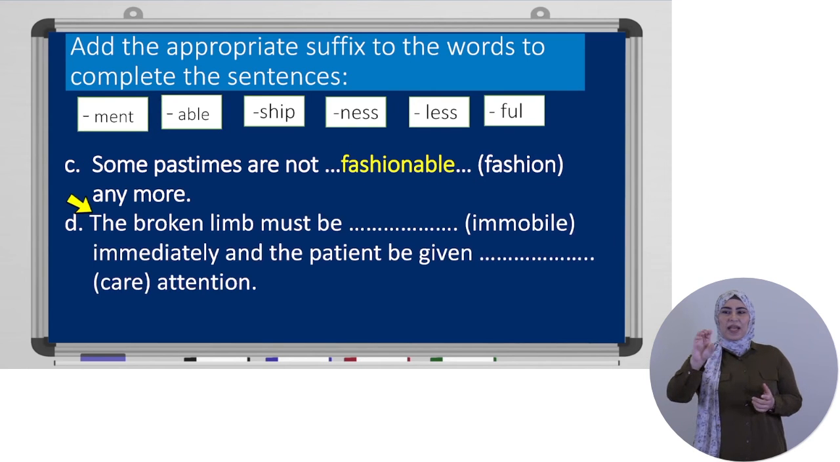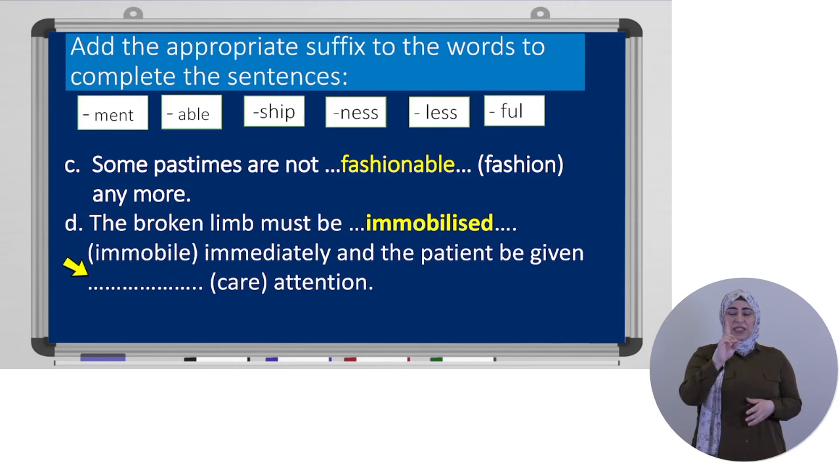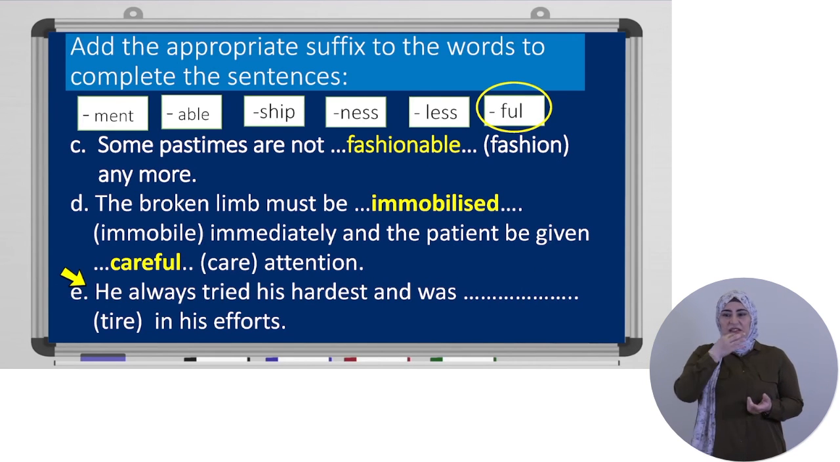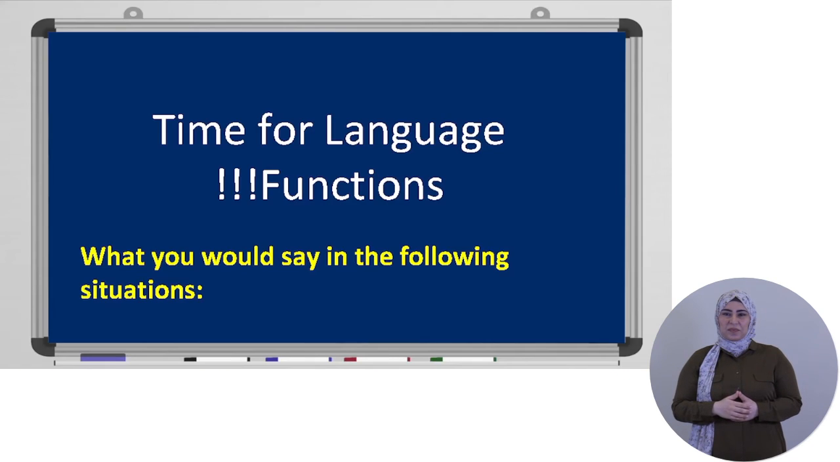And D. The broken limb must be what? Must be immobilized and the patient be given careful attention. And the last one here, he always tried his hardest and was tireless in his efforts. I'm sure you got it correctly and you did a great job. Now it's time to move on to the functions.